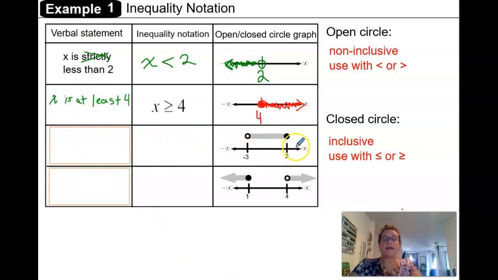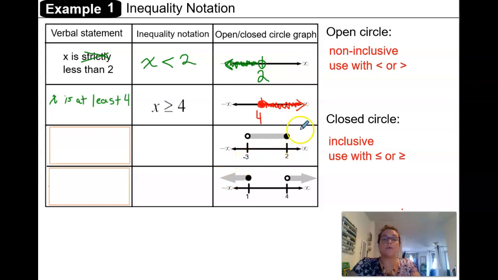Okay, so in the third row, now instead of starting with the verbal statement or the notation, we're given the graph. And you'll notice that when I draw them, I usually put the shading and the circles right on the number line. You can also do them above the number line. It's just a preference with certain teachers or textbooks. It makes no difference to me. You can draw them above or on the line, whatever is what you're most comfortable with.